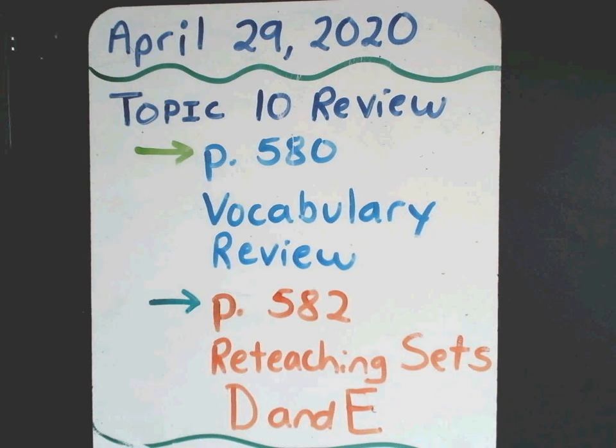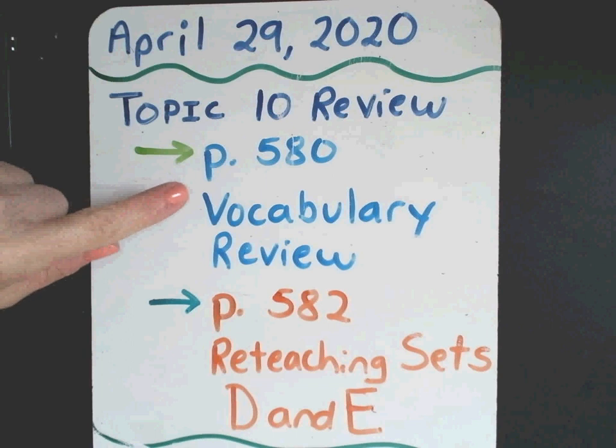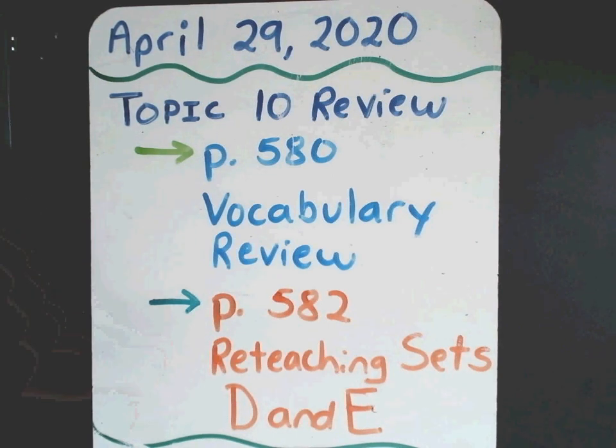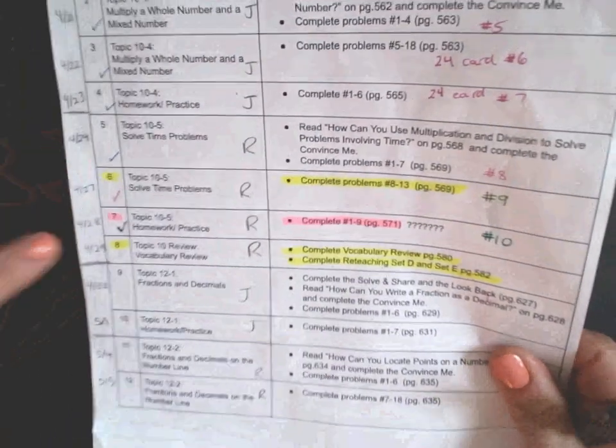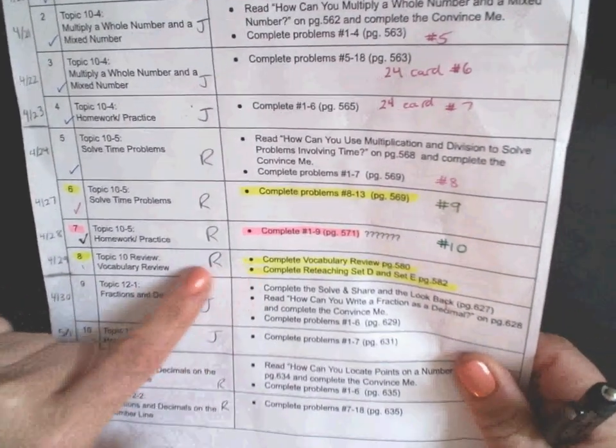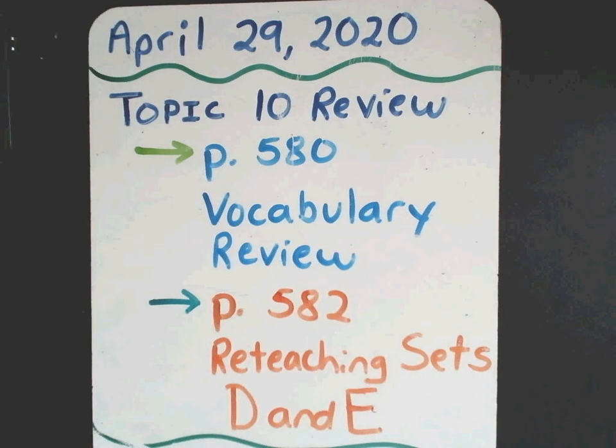And today we'll be working in the Topic 10 review section. So today's assignment is page 580, the vocabulary review, and page 582, Reteaching Sets D and E. Now, if you want to know where we are on the list that was sent home, today's video will be about day 8, so we'll be working in this section today. So let's go ahead and get started.